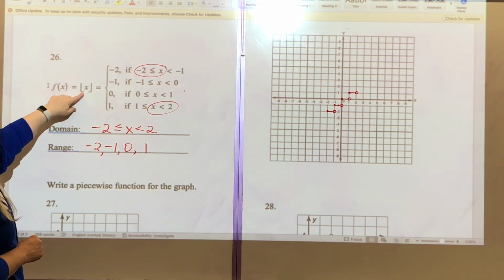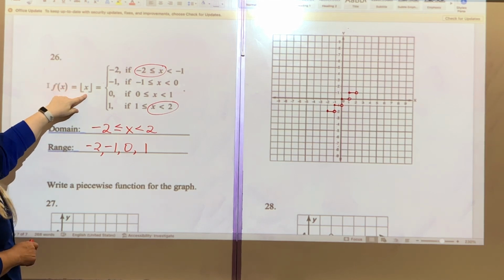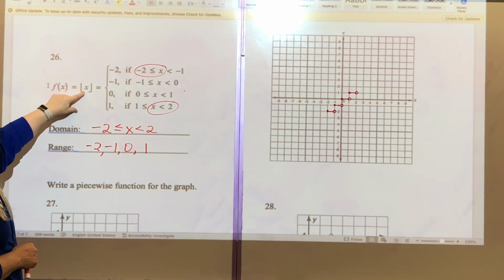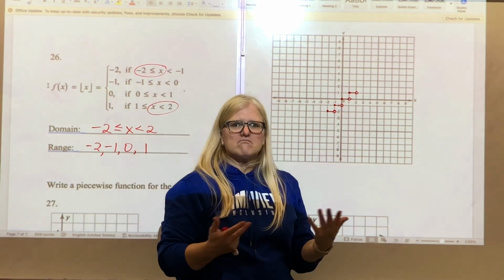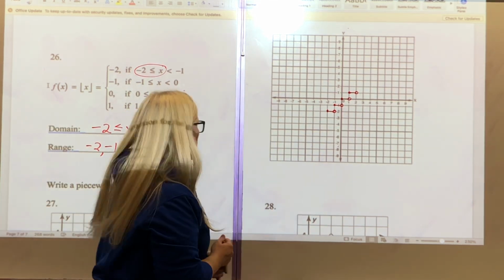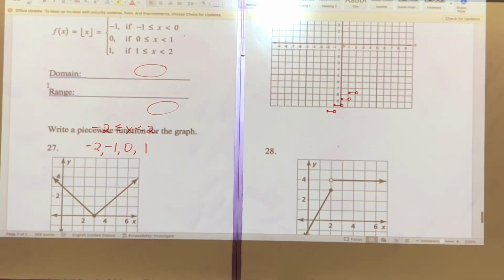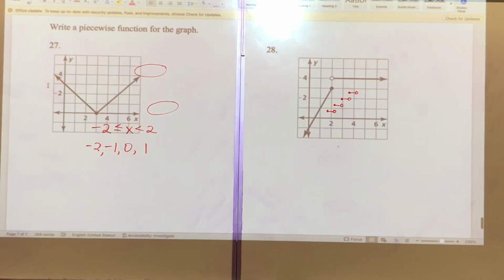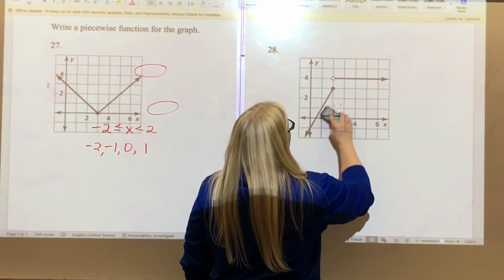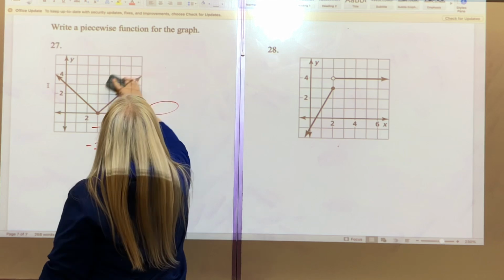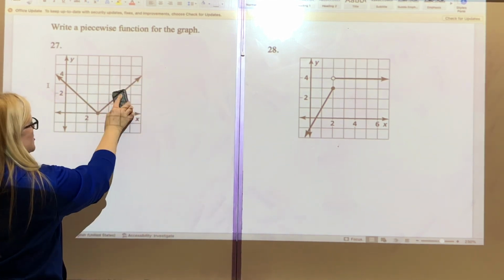I believe that when it has a little thing like that, it means it's a step function and that the lower number is filled in. Pretty sure that's what that one means. I haven't really run across that much in my math career, but there it is. All right, last two. We're going to write the functions this time.